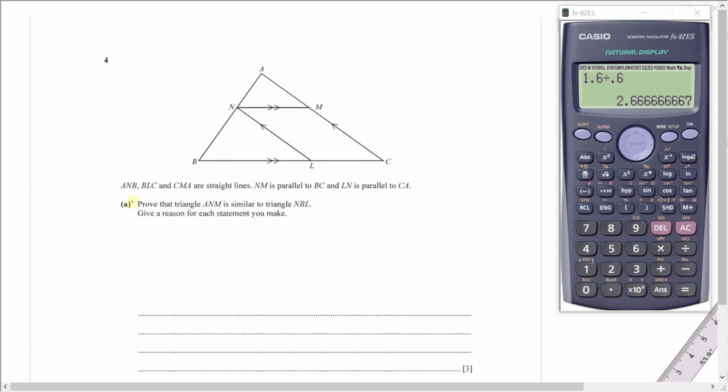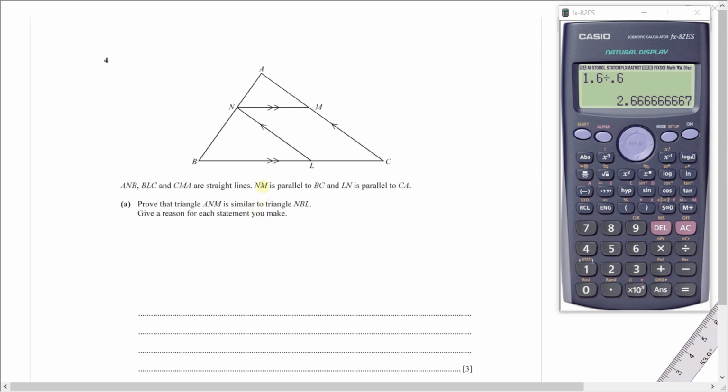So question number 4 is A and B, BL, C and CMA are straight lines. So these are all straight lines. This line is parallel to this one, and this line is parallel to this one. Prove that triangle ANM is similar to triangle NBL. ANM is this one, and NBL is this one. Give a reason for each statement you make.